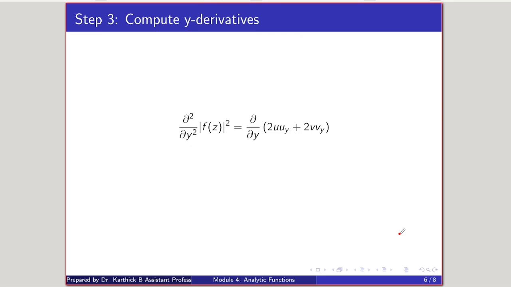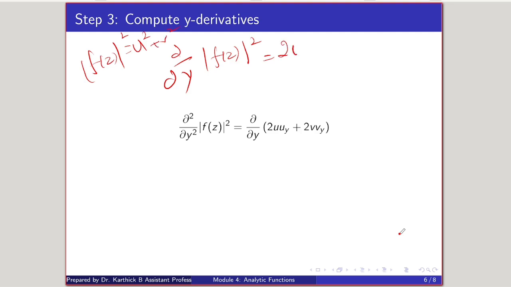I will get the value of ∂/∂u. First of all, we will differentiate this function with respect to y first. So here, if I am taking f(z), I know that the whole square will be u square plus v square. If I differentiate with respect to y first, I will get the value 2u u_y plus 2v v_y. Then I differentiate this again.